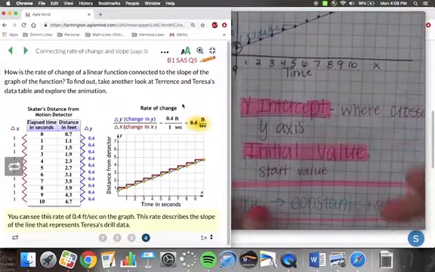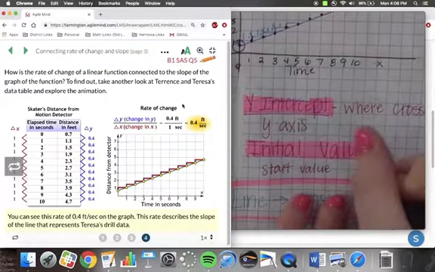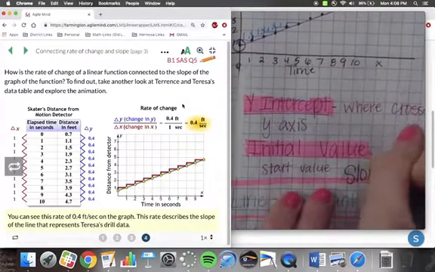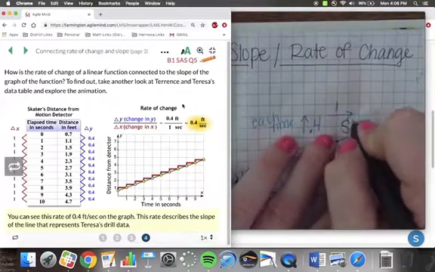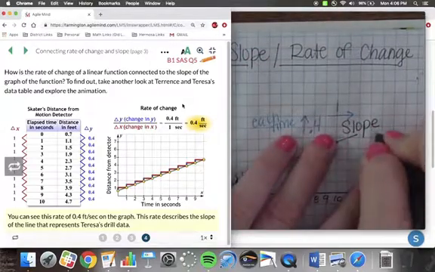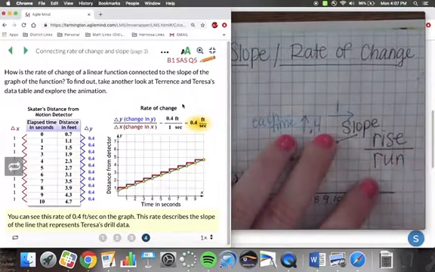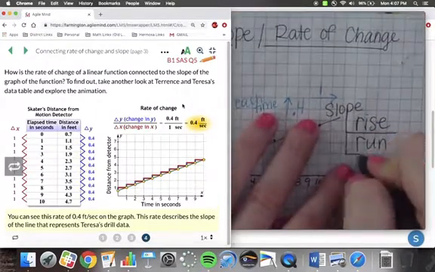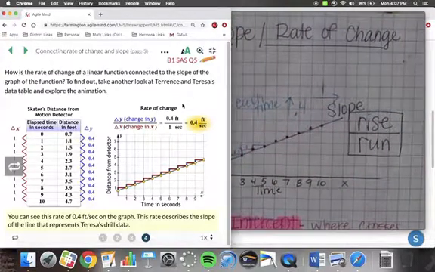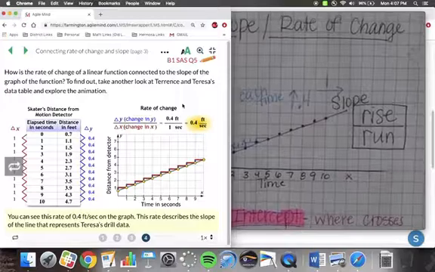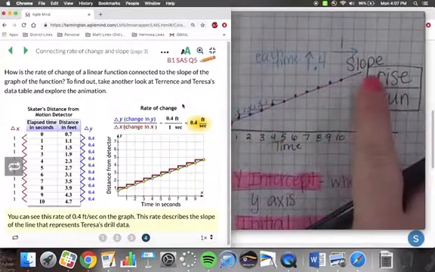Notice rate of change is also called slope. And so somewhere you need to write slope. We talked about it being slope, rise over run. Notice it's going up every time it goes over.